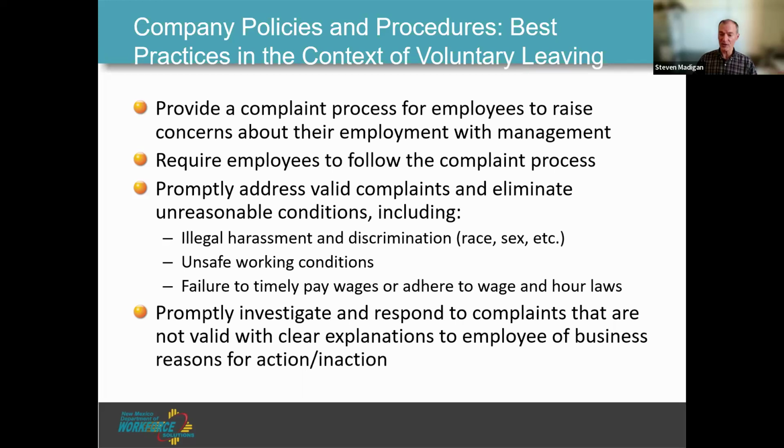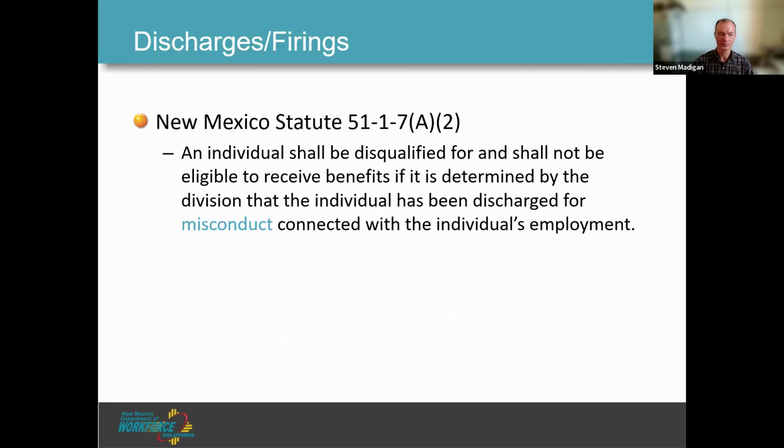Then we also recommend that you investigate complaints that might not be valid, but that is the result of your investigation. So it was reported, it was determined that it wasn't valid, then they obviously don't have the grounds to quit. We wouldn't consider it good cause because it was reported as it should have been, it was investigated as it should have been, but the conclusion was that there is no discrimination or harassment taking place.